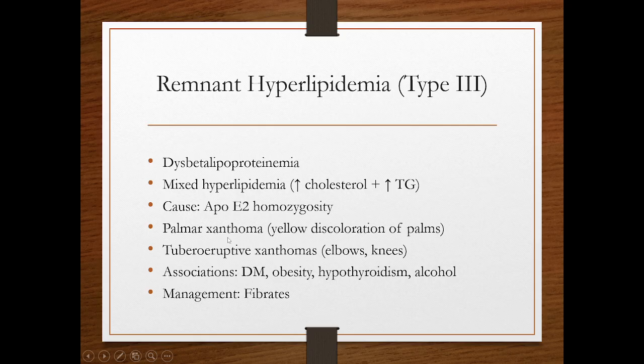So where will we get the Palmar xanthoma? Palmar xanthomas will be present as yellow discoloration over the palms. And tuberoeruptive xanthomas are usually present over high pressure areas like elbow, knee. And what is the association? It is always associated with diabetes mellitus, obesity, hypothyroidism, alcohol.